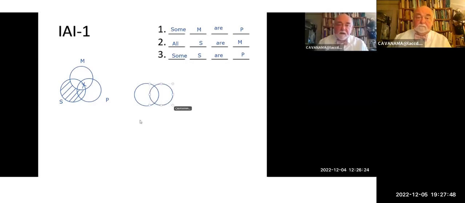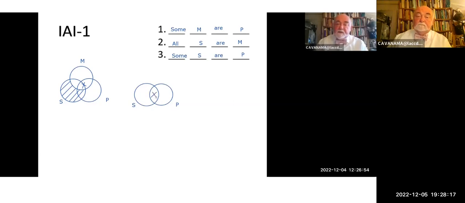There, okay, that's better. And we'll label S and P. Okay, and how do we draw it? We want to make sure there's at least one thing which is an S, and it's also a P. We would do that by making an X in that area where S and P overlap.